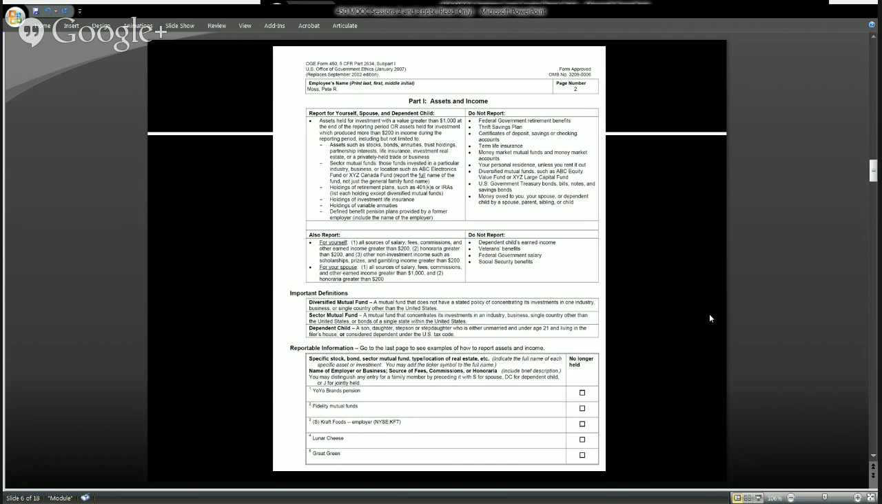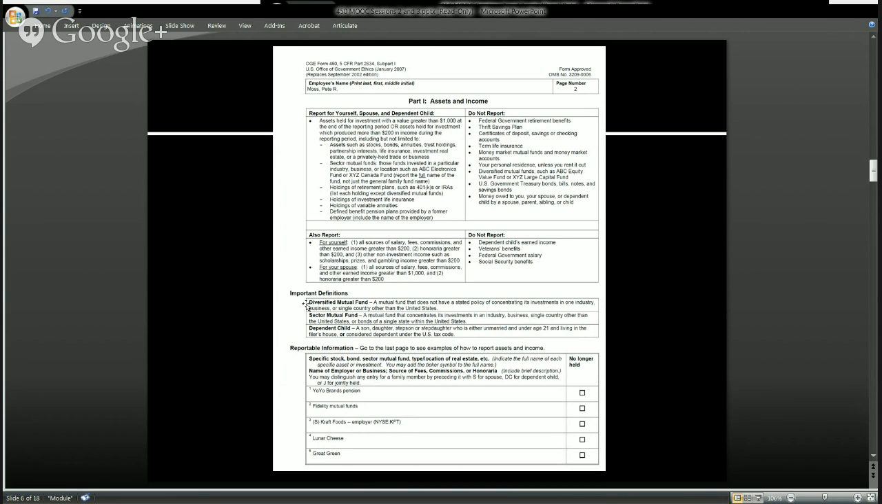We note here that under our important definitions, we have a definition of diversified mutual fund. And we provide that because they don't need to be reported. And the reason they don't need to be reported is because they are exempt from coverage under 18 U.S.C. Section 208, and they cannot pose a conflict of interest. So because the purpose of our exercise is to identify potential conflicts, we don't need to have the names of the diversified mutual funds because they're exempt from coverage.